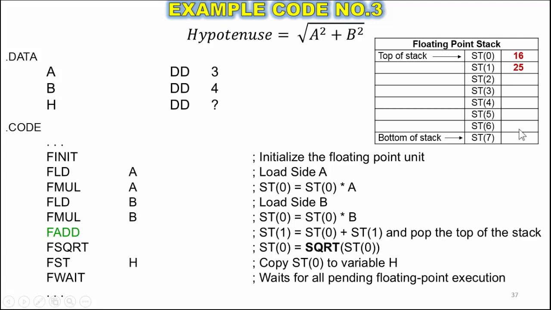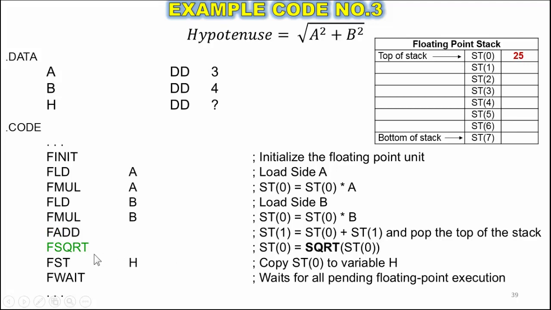The sum is 25 and stored and replaces the value at register st at index 1. Using this formula, st at index 1 is equal to st at index 0 plus st at index 1. The value of the top of the floating point stack is popped out. Therefore, the value 25 moves up one slot, and it is now at the top of the floating point stack.